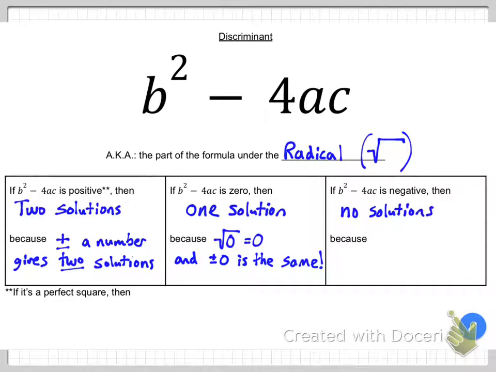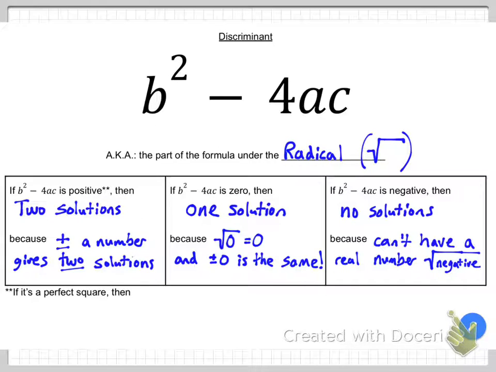The third situation is if the discriminant is negative. If b squared minus 4ac is negative, then we would have no solutions. And the reason for that is because you can't take the square root of a negative number and get a real number.